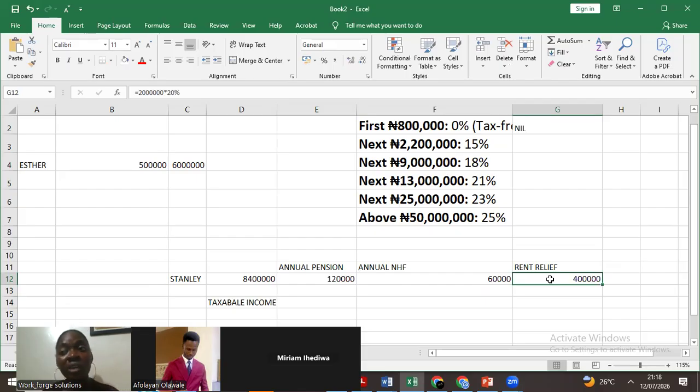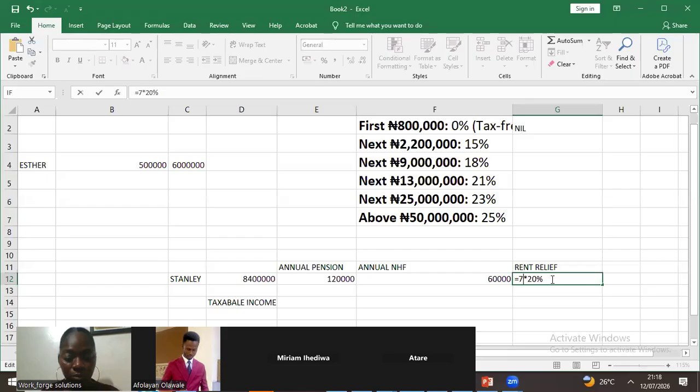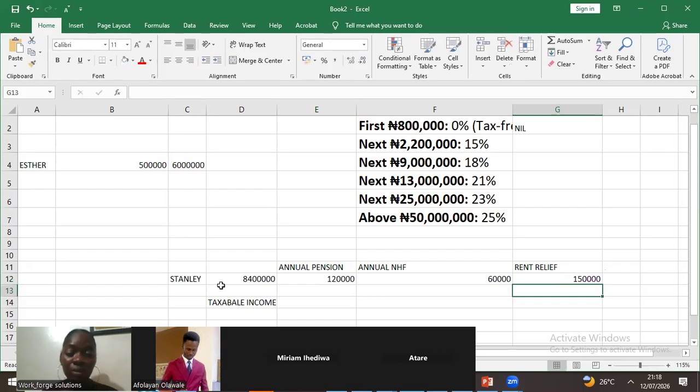We are assuming NHF is 5,000 naira monthly. So a year will be 60,000, right? Yes. And now let's assume that the person's rent is 750,000 naira in a year. But the rent relief is only giving you 20%. So 20% of 750, someone do the math for me. 20% of 750. That's 150,000. Thank you.